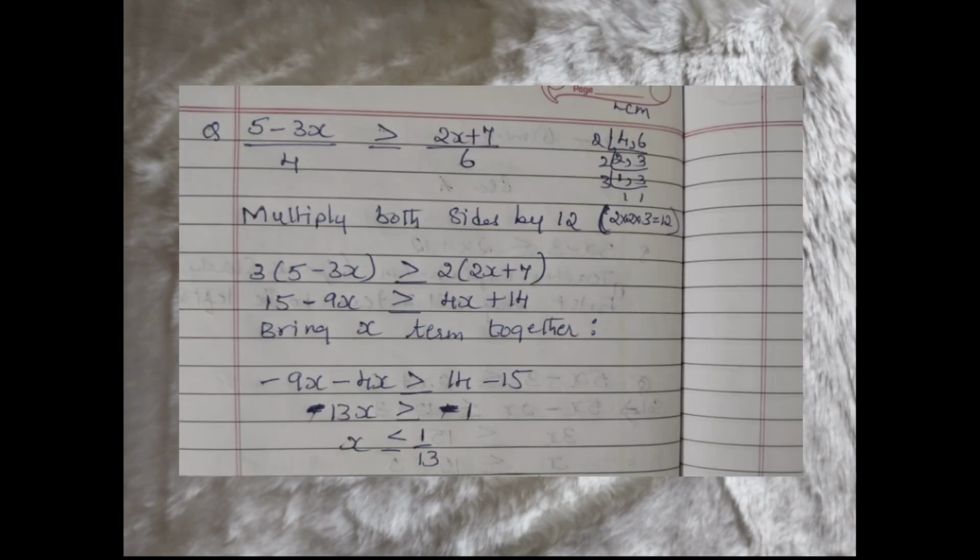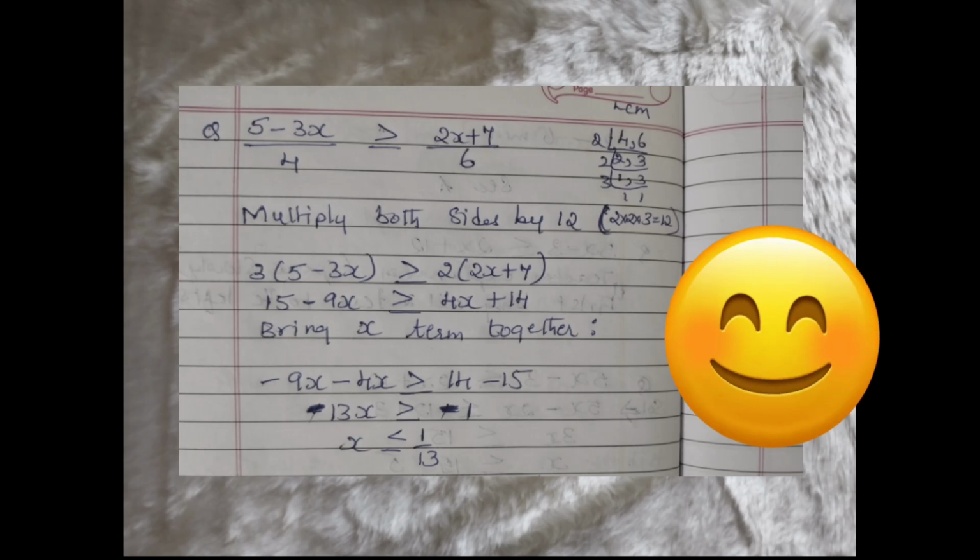Now let us begin with section B, fractional inequation. This is a very important exam trap type of question. The question is (5 minus 3x) divided by 4 greater than or equal to (2x plus 7) divided by 6. Fractions. With this, what do you understand, children? So we take the LCM of 4 and 6, which is 12.